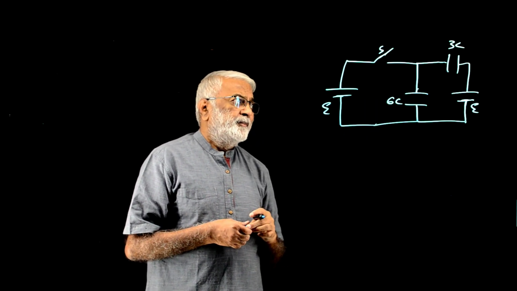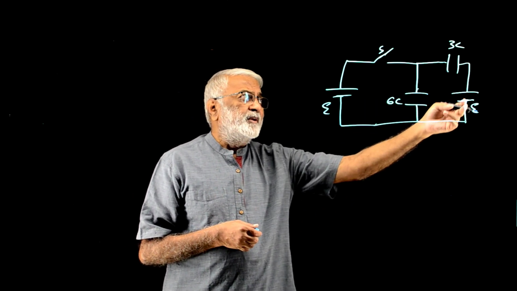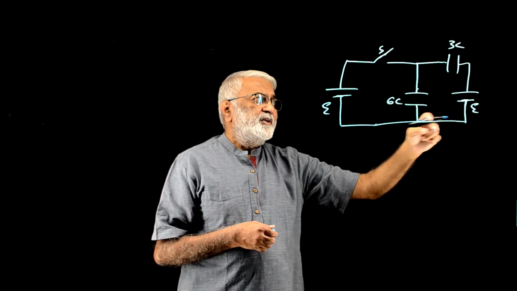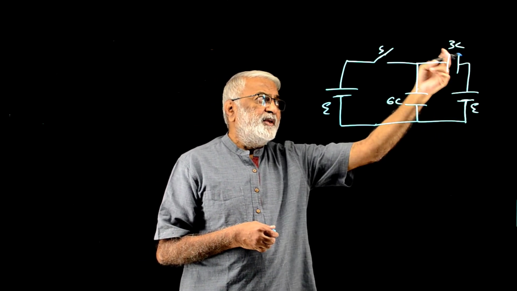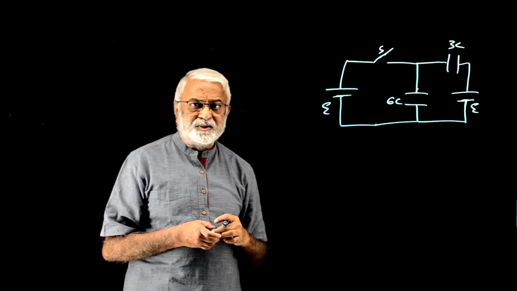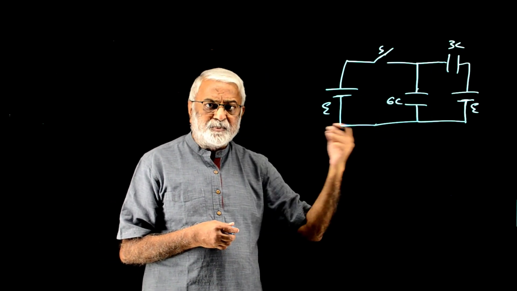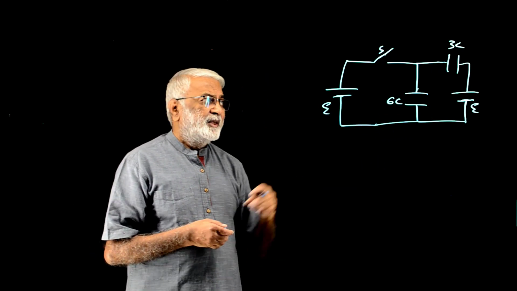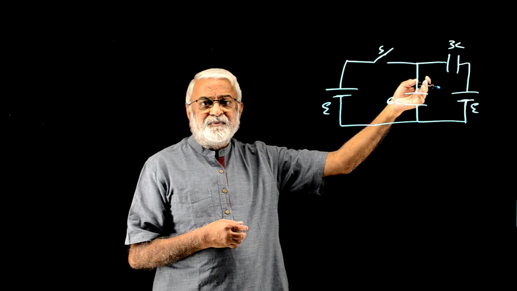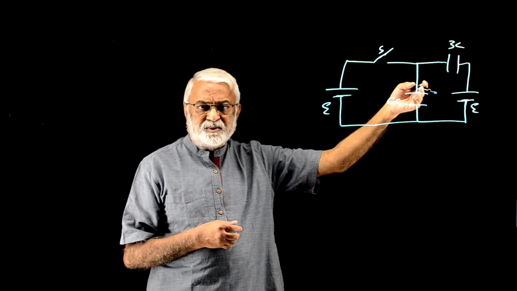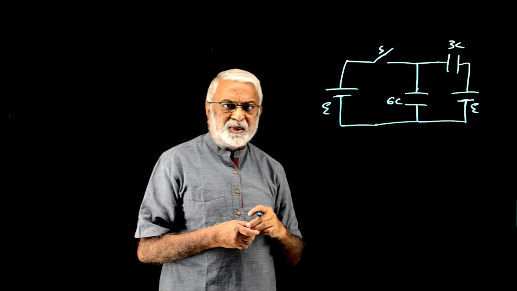And well, the initial state is simple. This capacitor is charged to the cell of EMF E, and you want to find the initial state. How much charge do they have? What are their potential differences? The capacitances are given, right? So what can we find? What are the charges on the capacitors? What are their potential differences?